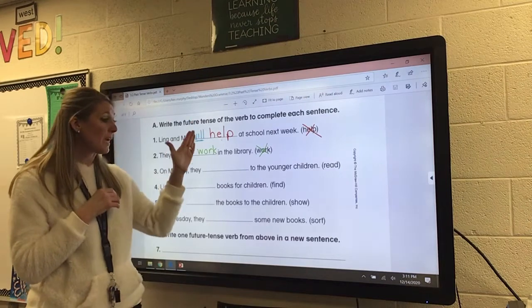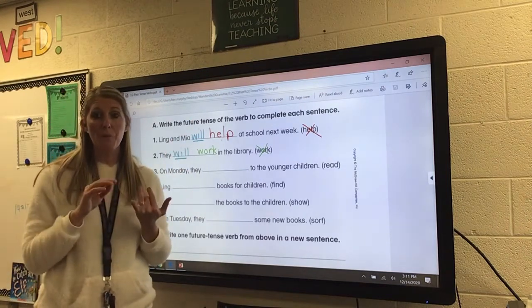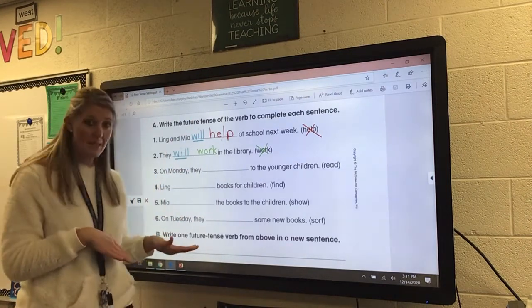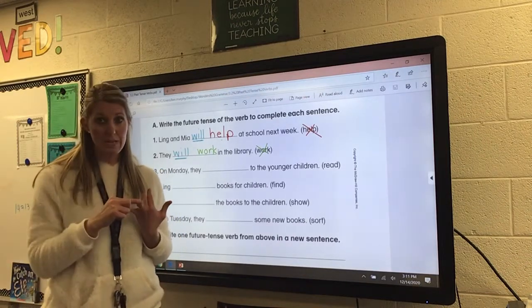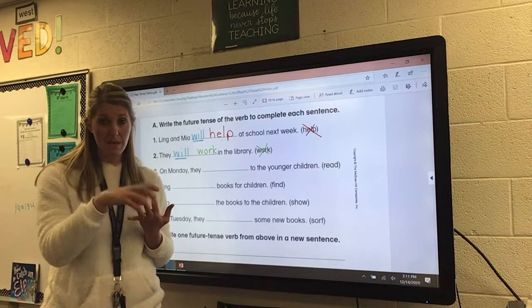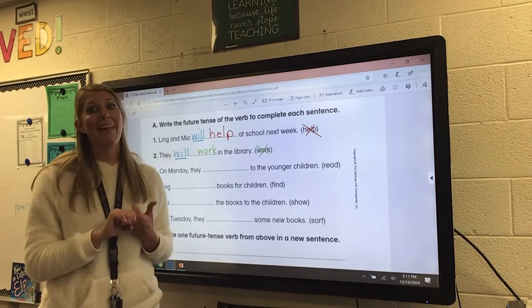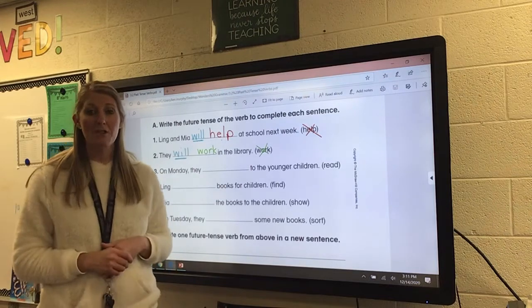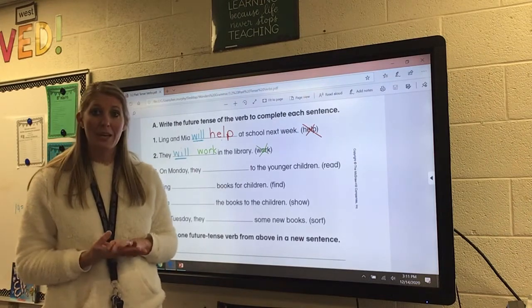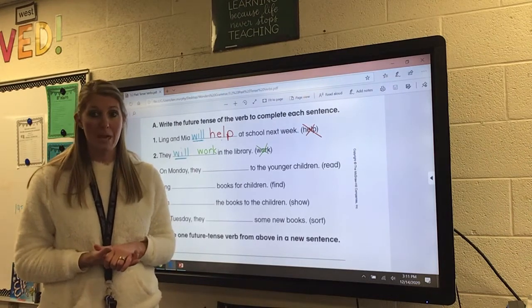Okay? So you pick one of these future tense verbs, write a sentence, make sure you have capitalization, make sure you have the future tense verb will, and then make sure you have a period, and lastly, make sure it makes sense. When you're done with your green grammar page, make sure you keep it in a safe spot, and then you're going to hand it in on Thursday with your papers.